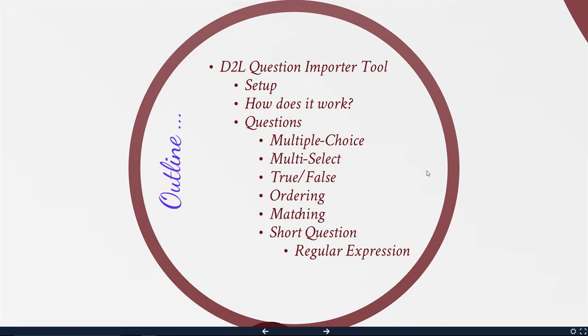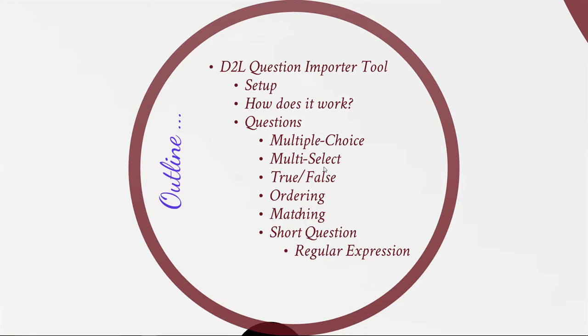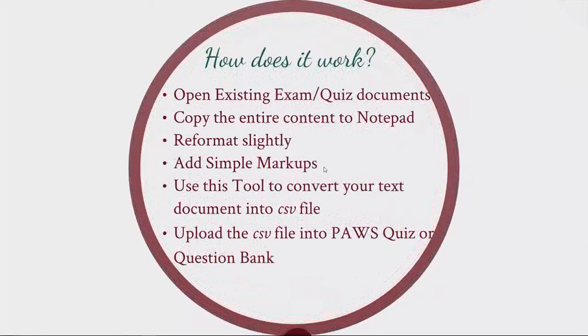How does it work? We'll talk about that, and we'll also show you several different types of question patterns. I'm saying these are the most common questions we use in PAWS. Multiple choice, multi-select, true, false, ordering, matching, and short answer. Okay, so we'll try to cover all of these, and we'll show you the shortcut that will actually help you convert your paper question, which probably is in doc or PDFs, very easily into PAWS. Okay, on the fly.